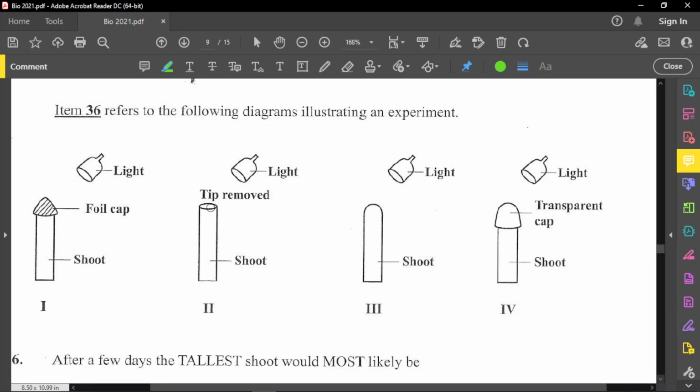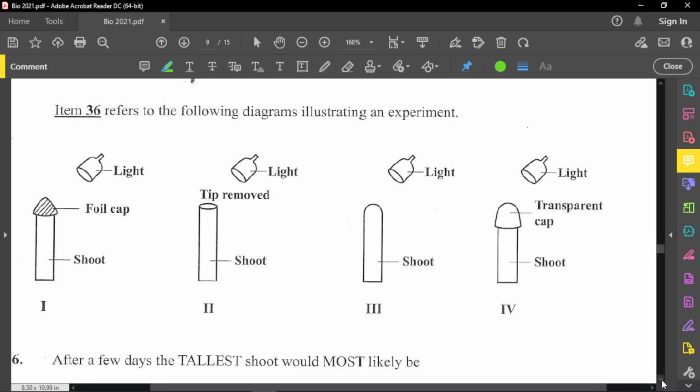Now, take off the tip. There's no auxin being produced, because auxin is produced in the tip of the shoot. Now, the shoot in experiment 3 here is uncovered. Nothing is done to it. So it's like a control, in other words, a control experiment, number 3. And in 4, there is a transparent cap. The transparent cap is like having nothing there, because light will be able to pass through on one side based on the angle of the light. So therefore, 3 and 4 should have the same effect.